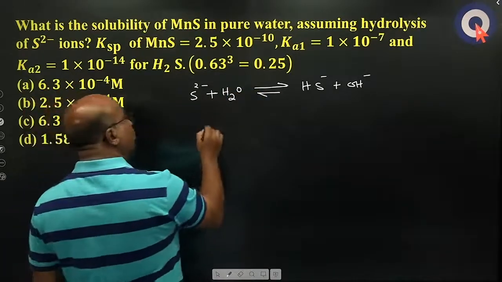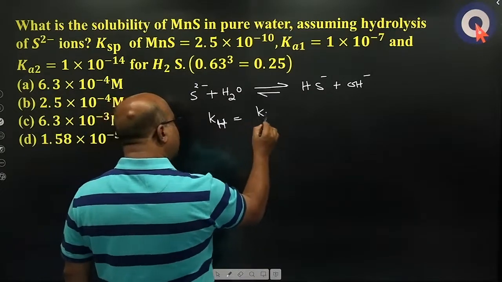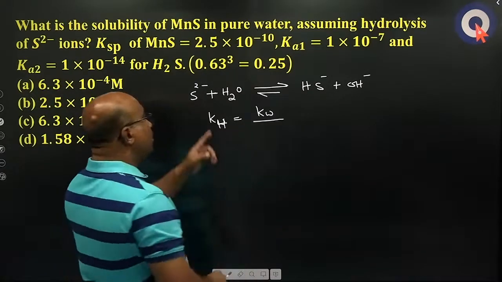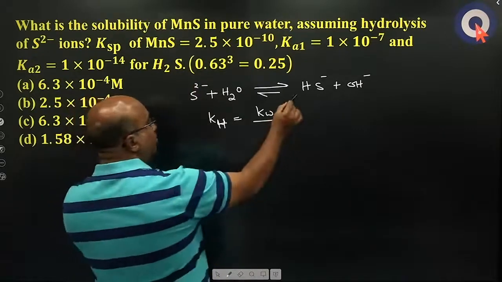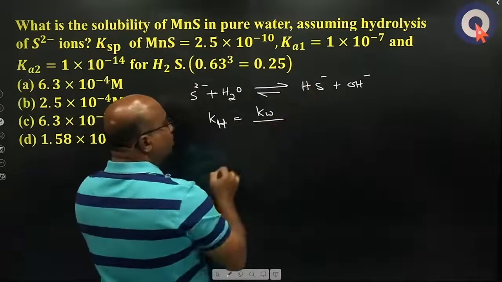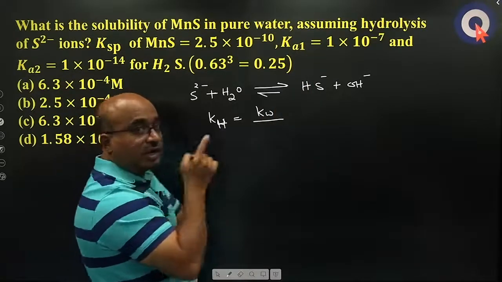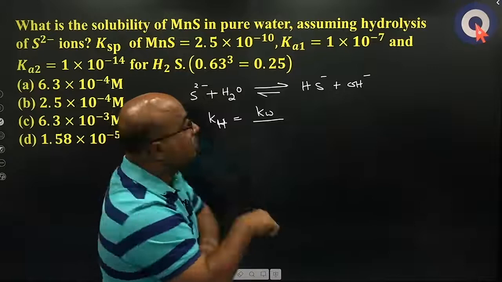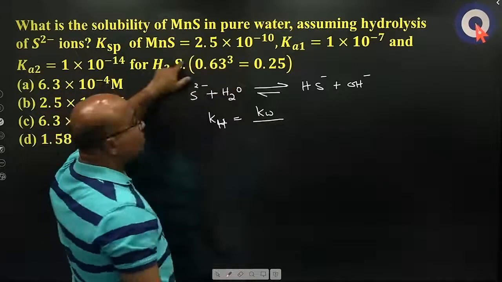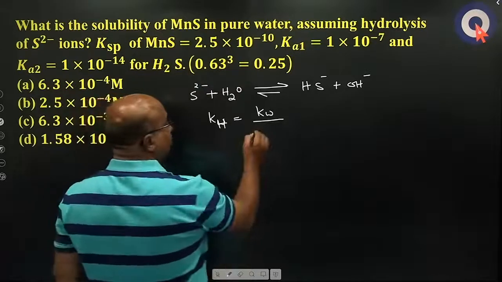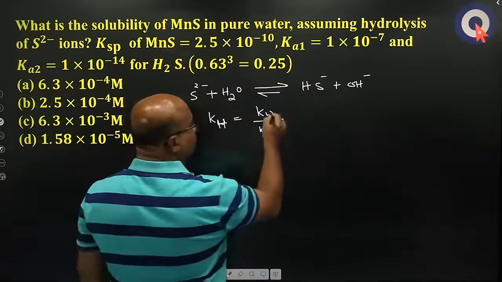What is Kh for this? Kh is Kw by Ka, where you are getting the sulphide ion is important, because of this ionization of HS minus. What is this HS minus ionization? It's nothing but the second ionization of H2S, because he gave Ka1 and Ka2 of the H2S here. So it should be nothing but Ka2 of H2S.